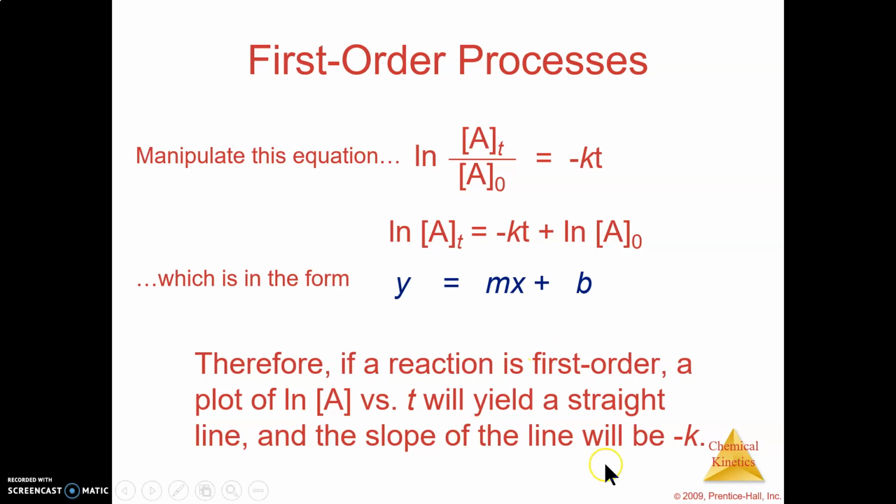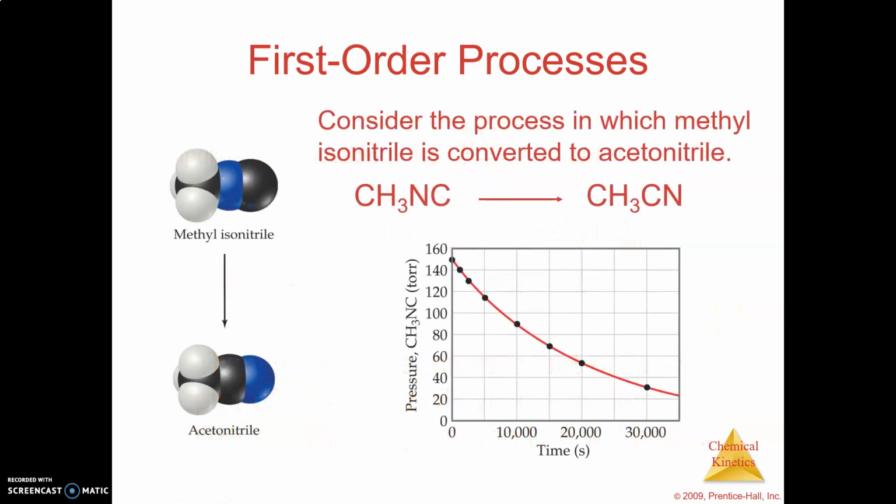So again, this right here is what's important to make note of. If a reaction is first order, a plot of the natural log of A versus t would give us a straight line, and that straight line would have a negative slope, so it would be sloping downwards, and it would look something like this. So this is obviously not ln, but we'll look at this process.